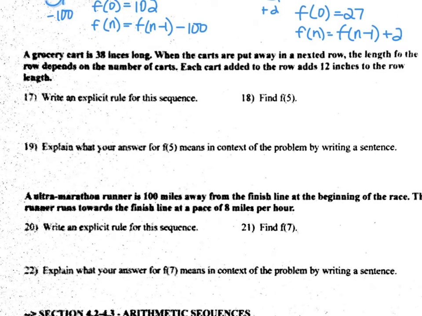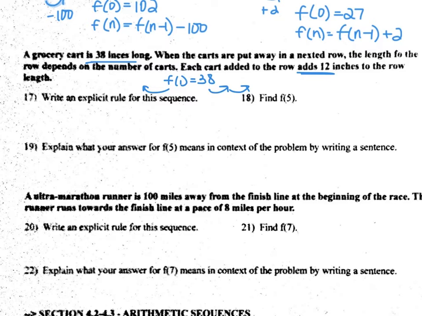And the problem should always give us a starting point and a pattern in some way, shape, or form. So I know the pattern is to add 12 each time. They tell me if I have one cart, it's 38 inches long. All right, so that means that f of 1 equals 38, and I'm adding 12 to get to the next term. Well, I need f of 0, remember? So I need to subtract 12.